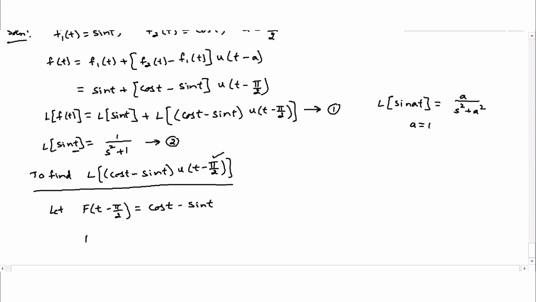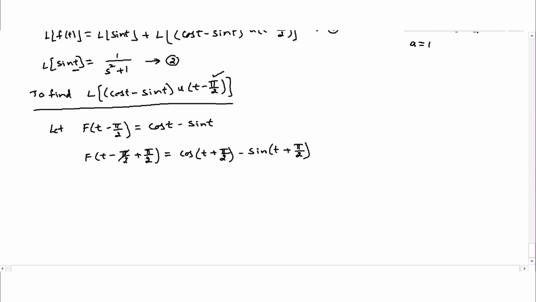But I need to get f of t, therefore what I will try to do is, because you are having minus π/2, to cancel out the term I will add plus π/2. So here also you add plus π/2, the sine of t plus π/2. So minus π/2 and plus π/2 will cancel out, and you will be getting the value as f of t.